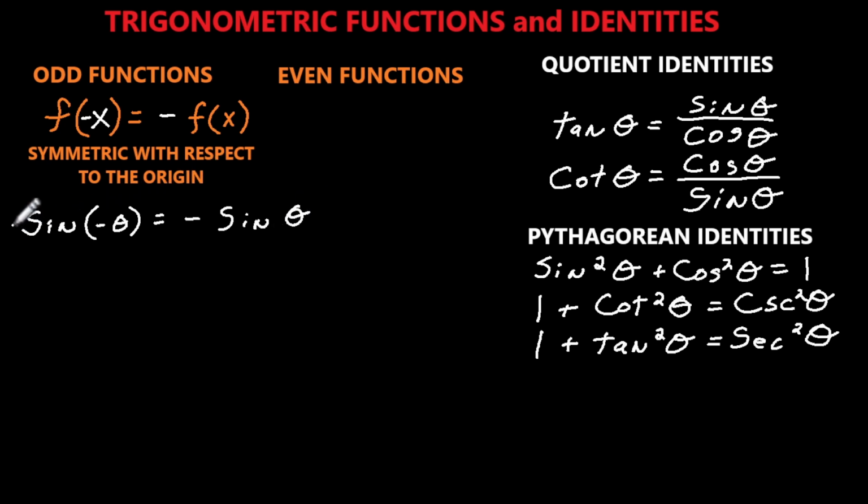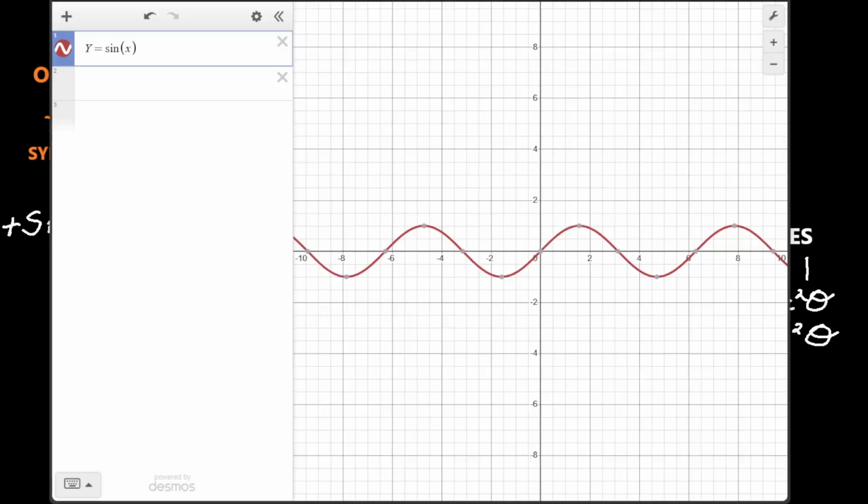And originally, sine was positive here and became negative here. And this is a characteristic of an odd function. Now, y equals sine of x is symmetric with respect to the origin, actually passing through the origin right here and swinging back and forth between +1 and -1.